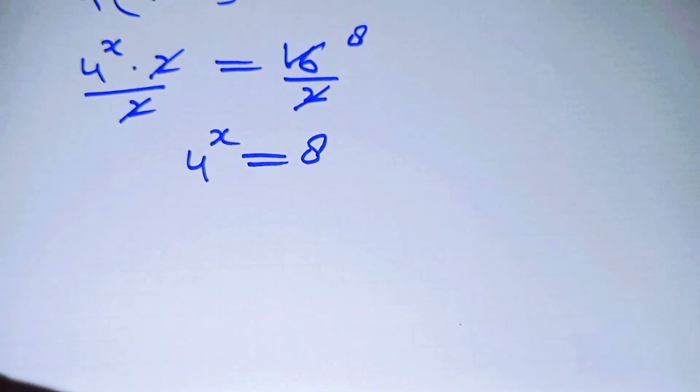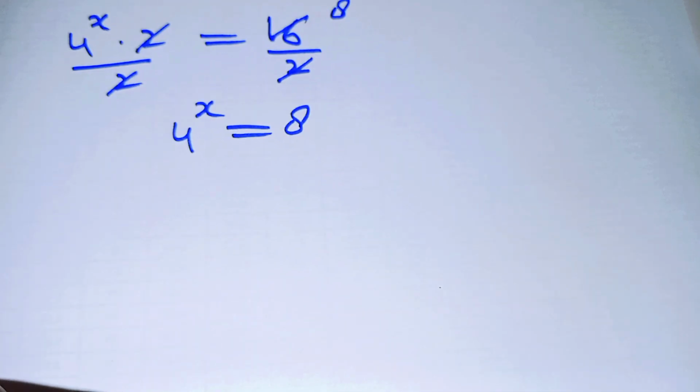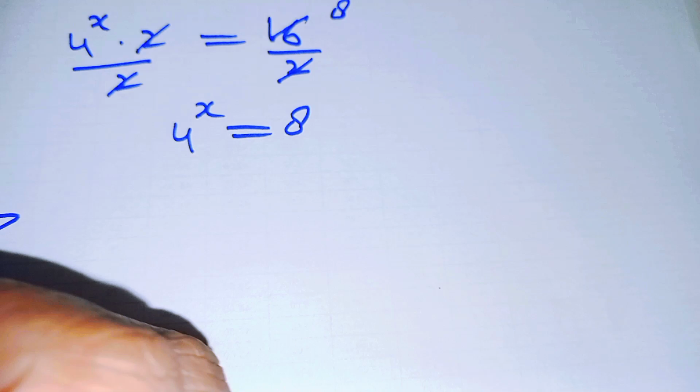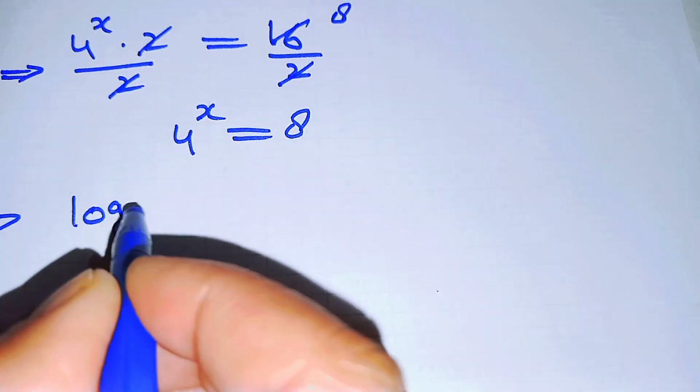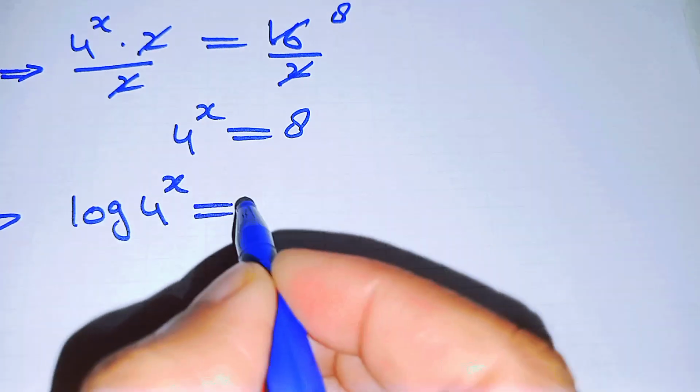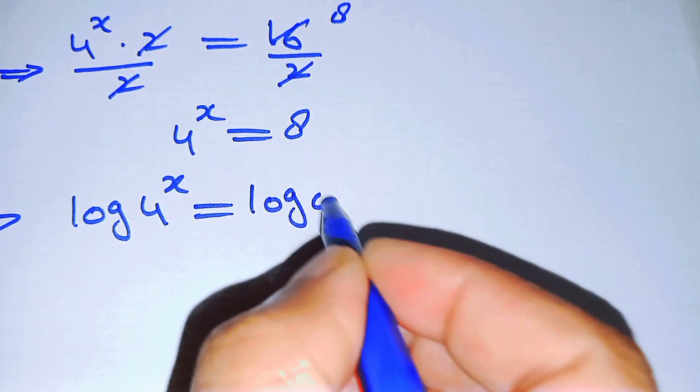So here we take log on both sides, log 4 to the power of x is equal to log 8.